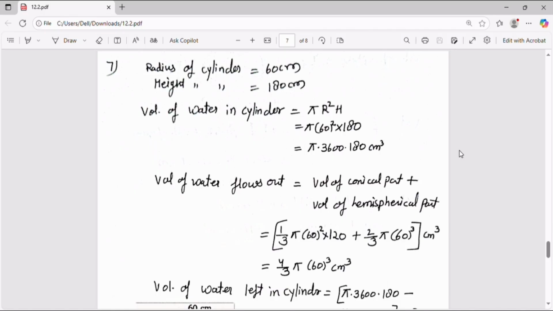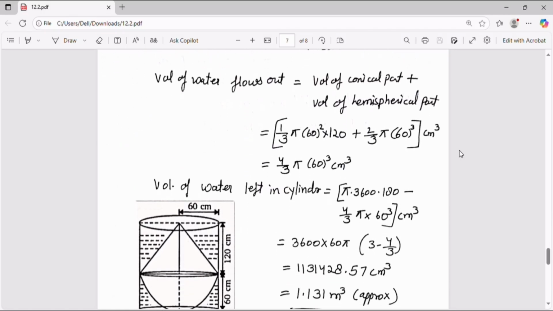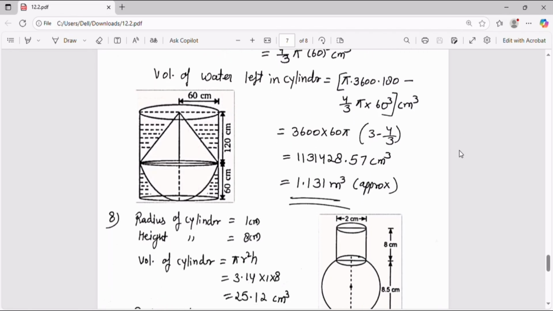Volume of water in the cylinder is pi r square h. So it would be pi into 3600 into 180 centimeter cube, and the volume of water that flows out is equal to the volume of the conical part plus the volume of the hemispherical part. So it would be 4 by 3 pi 60 cube centimeter square. As you can see in the figure, the volume of water left in the cylinder would be the difference of these both volumes and it would be 1.131 meter cube approx.